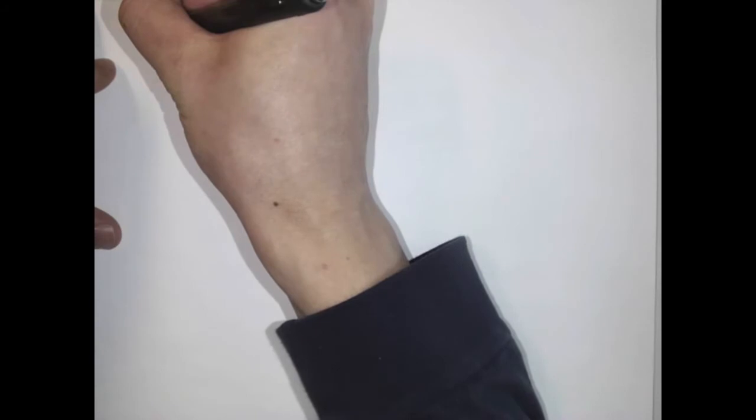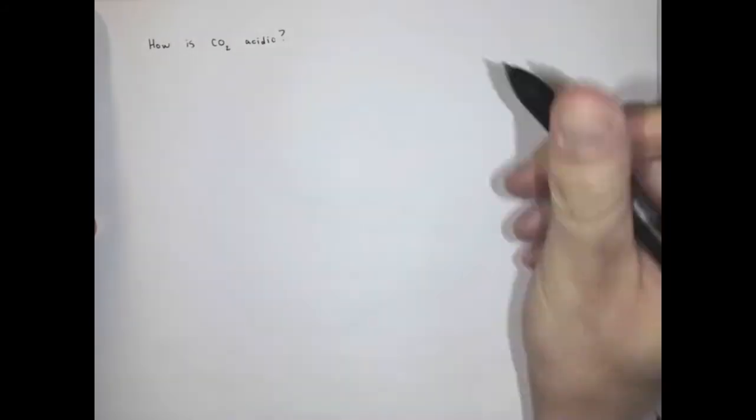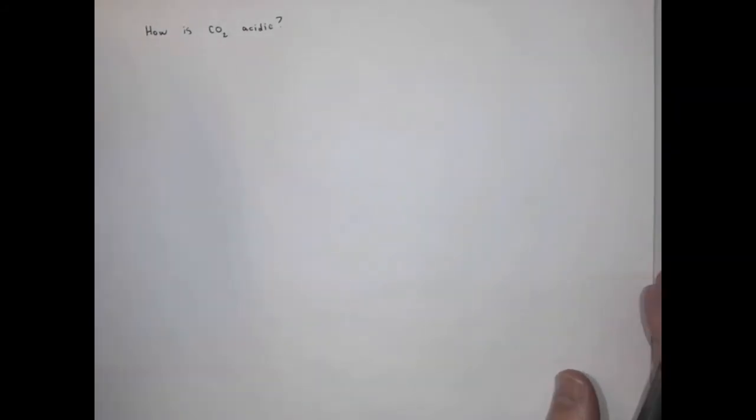We saw in the last video that Svante Arrhenius defined an acid as a substance with hydrogen in its formula that dissociates in water to produce hydrogen ions. And carbon dioxide does not have hydrogen in its formula. There is no source of hydrogen in order for it to produce hydrogen ions. So the question is, how is CO2 acidic? How is it that CO2 is acidic?